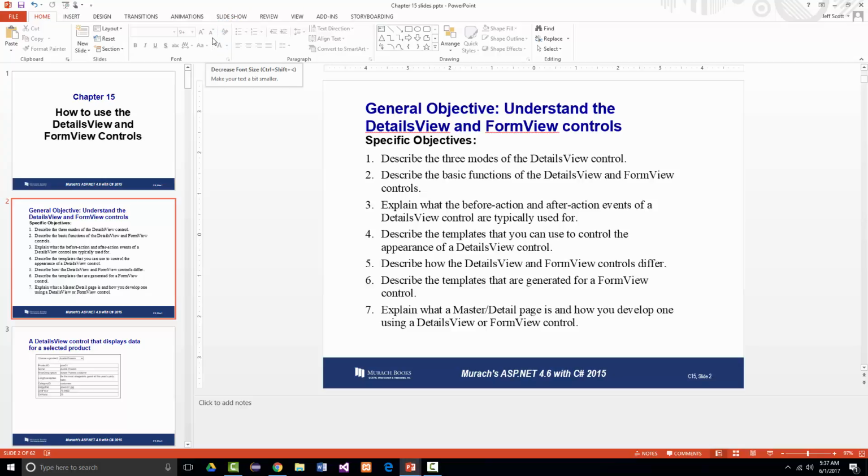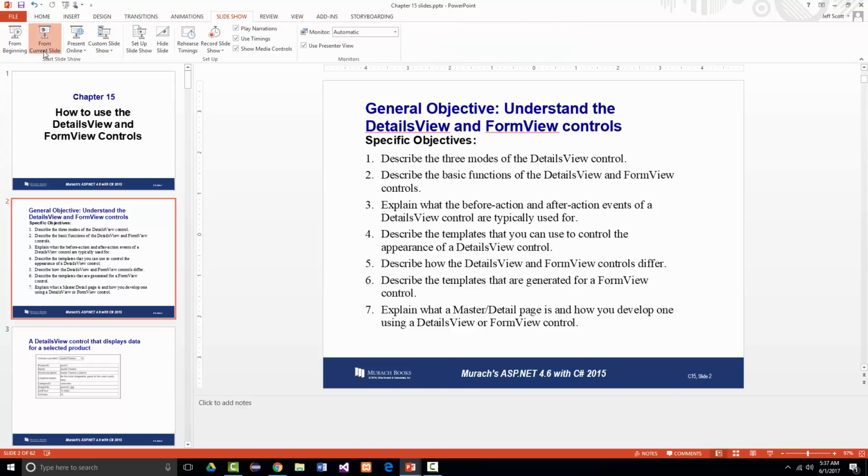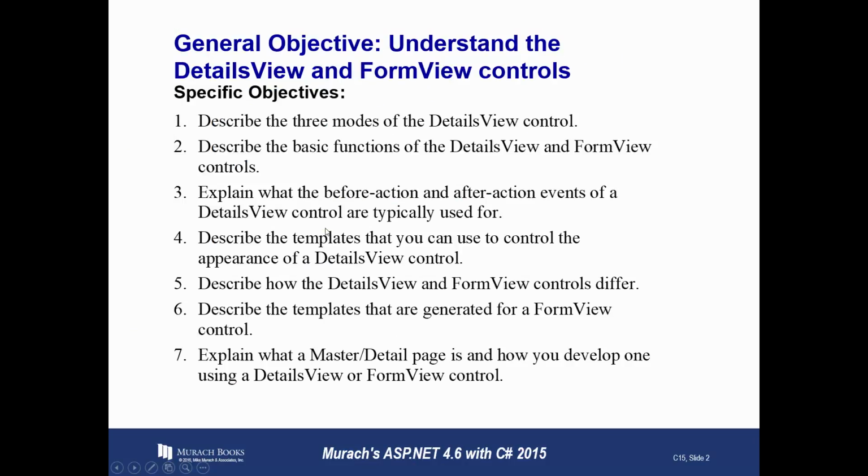So, our objectives here. Describe the three modes of the Details View control. Describe the basic functions of the Details View control and the Form View control. Explain what the before action and after action events of the Details View control are typically used for. Describe the templates you can use to control the appearance of the Details View control. Describe how the Details View and Form View controls differ. Describe the templates that are generated for a Form View control. And finally, explain what a master detail page is and how to develop one using the Details View or Form View control.